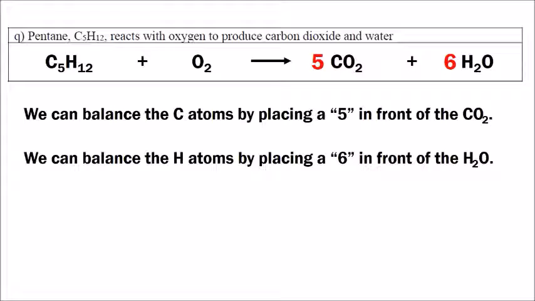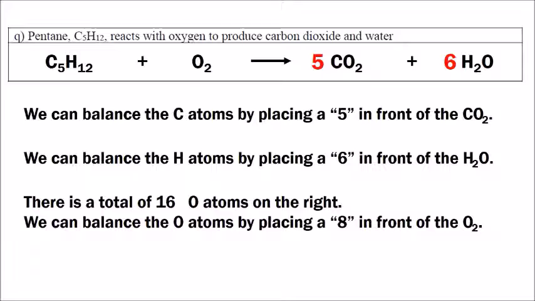On the right, the total number of oxygen atoms is 5 times 2, which is 10, plus another 6 from the water, so 10 plus 6 is 16. We can balance the oxygen atoms by placing an 8 in front of the O2. 8 times 2 is 16. The equation is balanced, and the coefficients from left to right are 1, 8, 5, and 6.